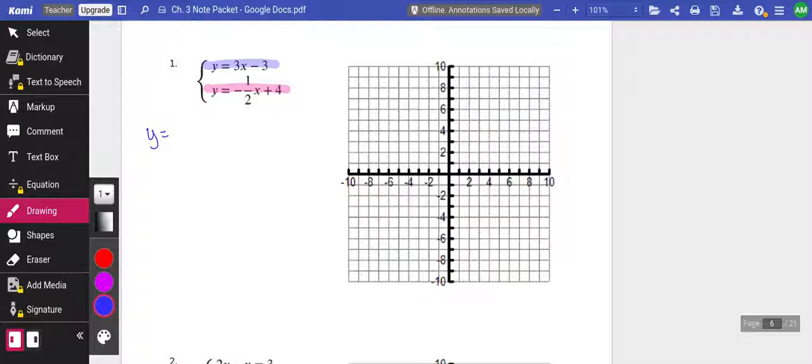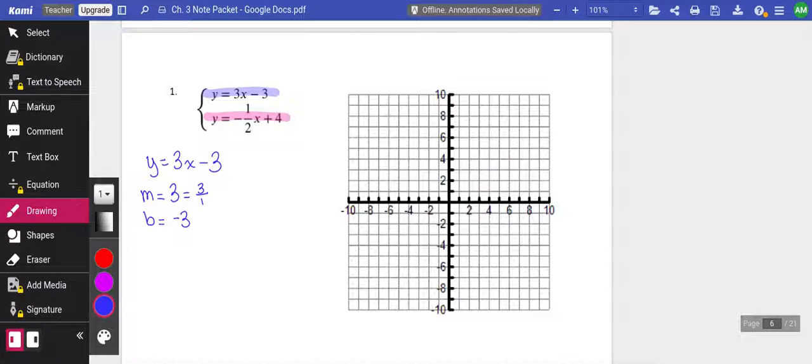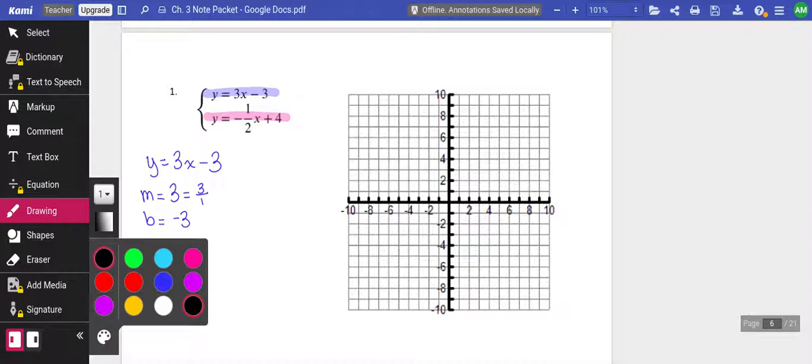I'm going to rewrite my equation just so I know which equation I'm talking about. And I'm going to identify my m, my slope is 3, or 3 over 1. And my b, or my y-intercept, is a -3. And it might be helpful for you to write at the top of this, y equals mx plus b.